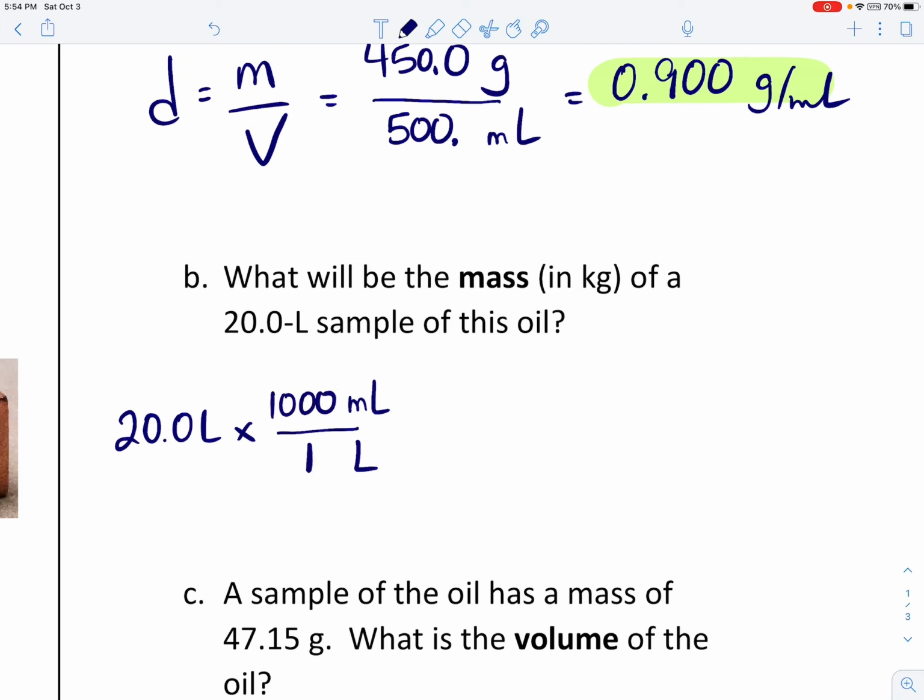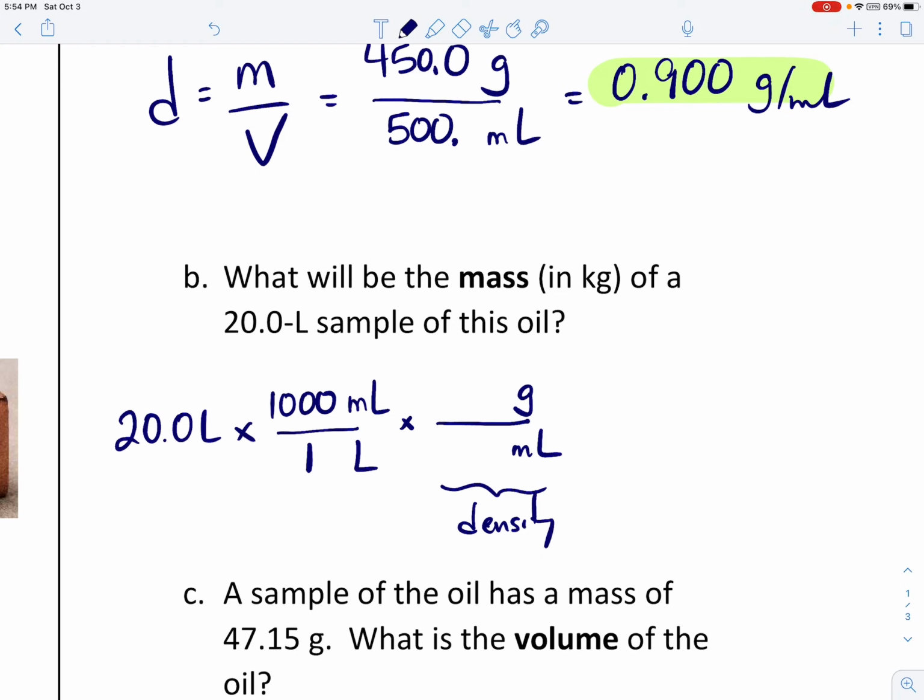This is a simple recipe that everybody should know. There's 1,000 milliliters in a liter. Now I'm going to put another unit multiplier, and now I can use my density. I can get rid of the milliliters, and I can switch to grams. This, with grams and milliliters, is my density.